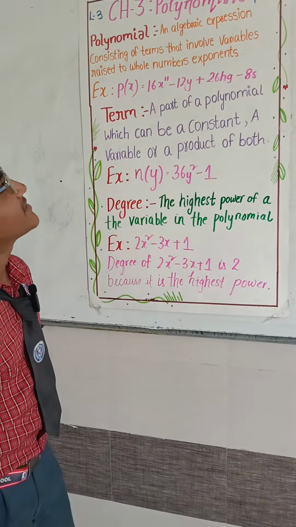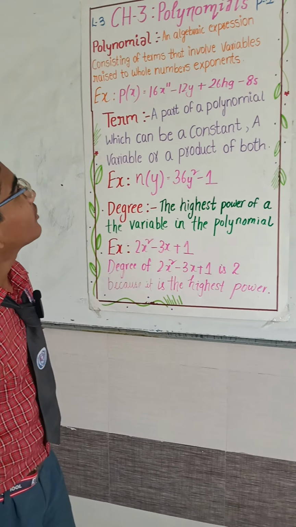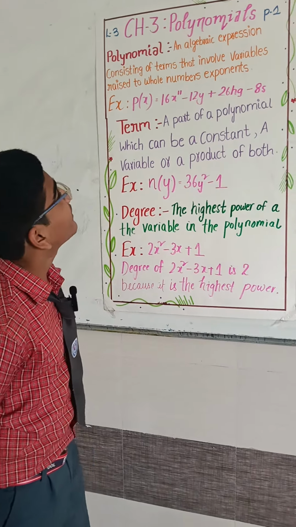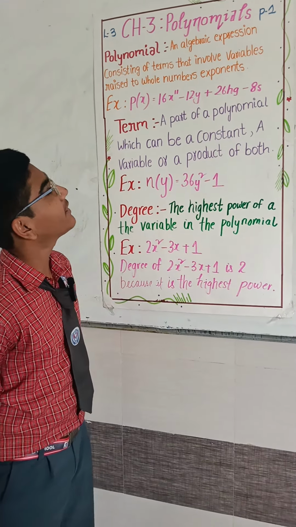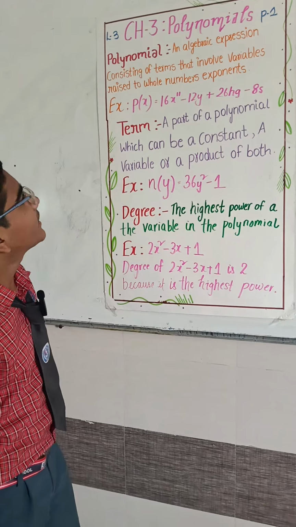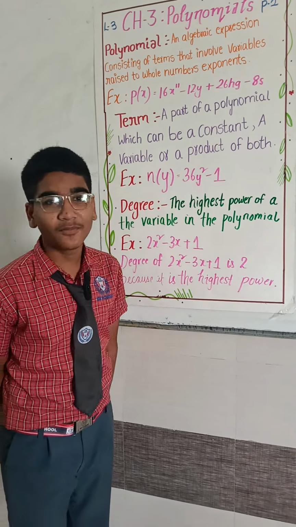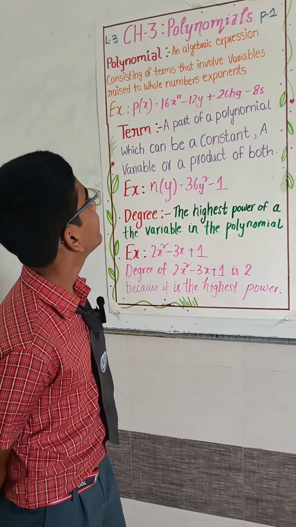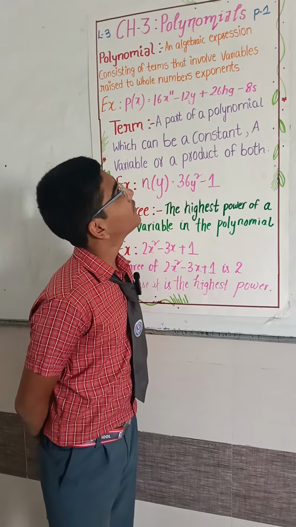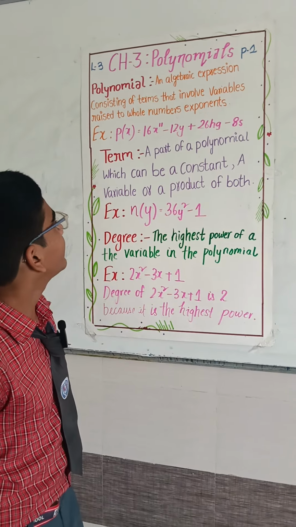Today's topic is Chapter 3 Polynomials. A polynomial is an algebraic expression consisting of terms that involve variables raised to whole number exponents. Example: P(x) = 16x - 12y + 26x - 8x.